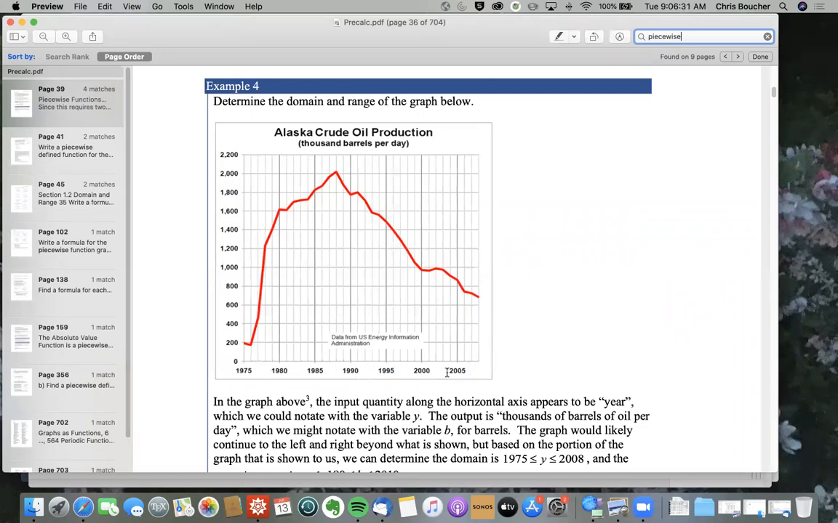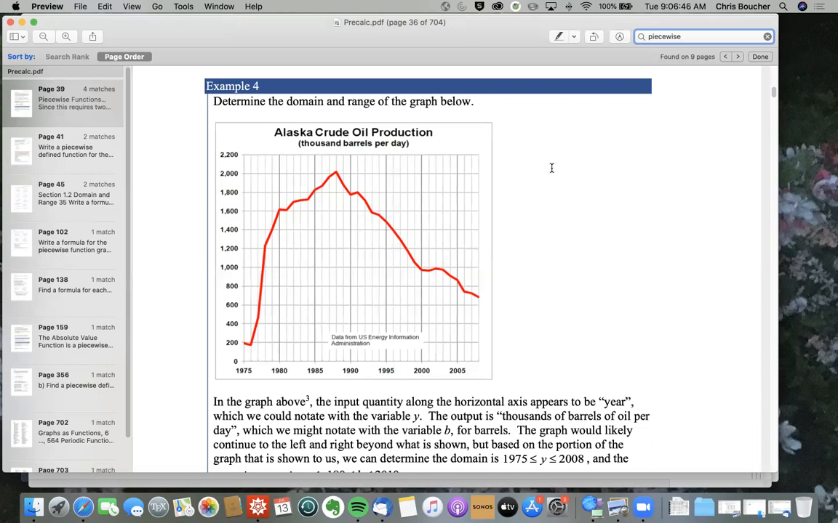The input is on the horizontal axis, right? So the input is the year. And the output is on the vertical axis. And you can tell from the label that the output is thousands of barrels of oil per day. Those are the units, at any rate, in which the output is measured.